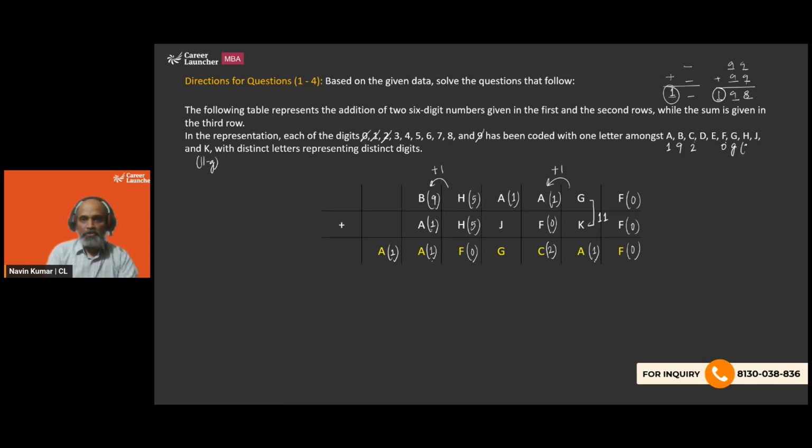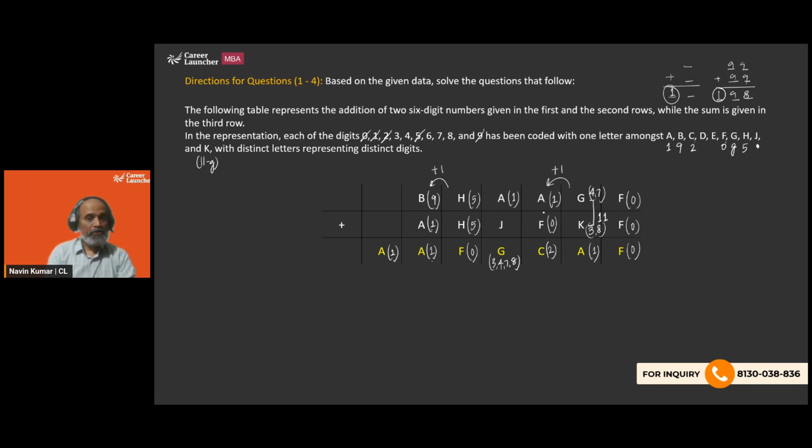Now, if we look at H, 5 is taken. So 5 is gone. So the possibilities are going to be 3, 8 and 4, 7. So it's going to be 3, 8 or 4, 7 in any order. Since J is there and G is going to be one of 3, 4, 7, 8. Accordingly, J will take something.